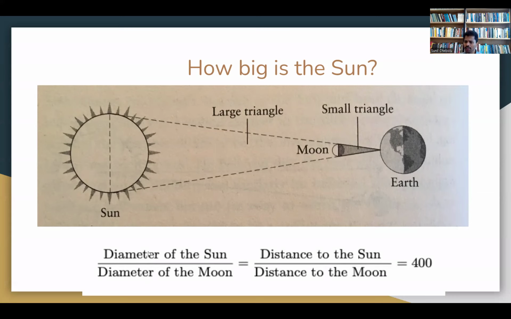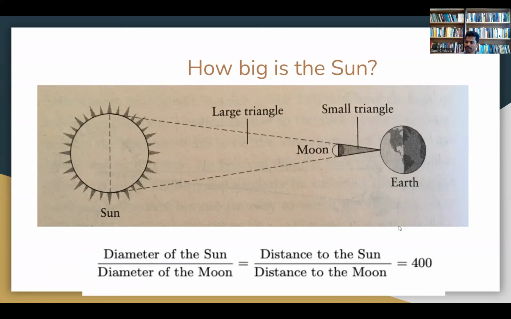So the diameter of the sun to the diameter of the moon is in the same ratio as the distance to the sun over the distance to the moon. And again, Aristarchus was able to measure this just by holding a little coin at arm's length to cover the lunar disk and measuring the length of his arm and the length of the coin, and he got about 400, right?